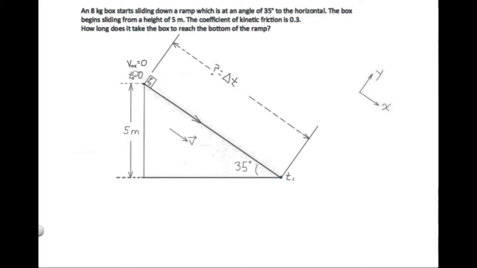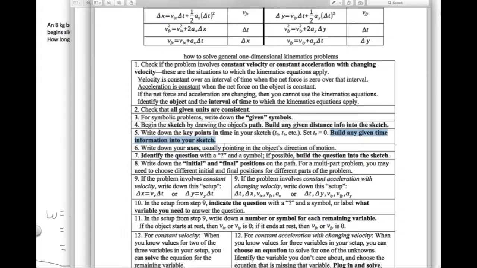Now I'm focusing here on the x component of the velocity because the object is moving in the x direction. The object is moving parallel to the inclined plane, which is our x direction. So for kinematics, we're going to focus on the x component. We don't have any particular information so far about the velocity when we reach the bottom of the incline, so there's nothing to write down about this velocity yet. We already wrote down our axes. Again, we already built that question into the sketch.